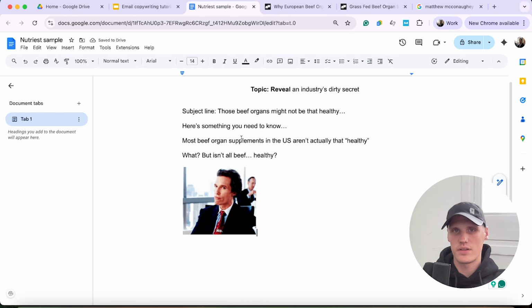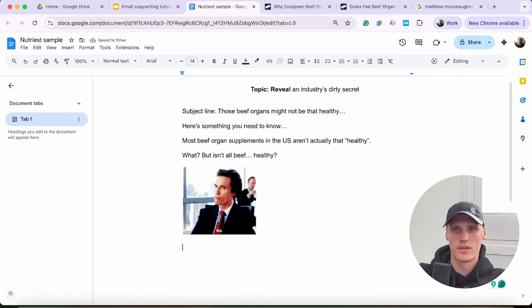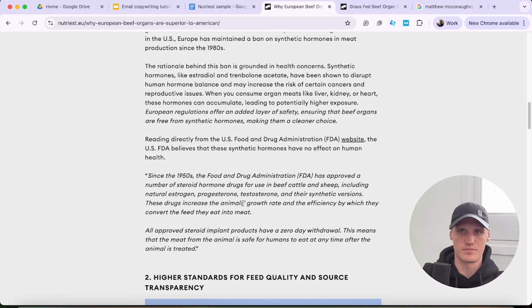So here's what we have currently. Here's something you need to know. Most beef organ supplements in the US aren't actually that healthy, which is the hook. And then we say empathy: so what, but isn't all beef healthy? And then you say no with the meme or a GIF or anything like that. And then here is when you start delivering the proof. So, you see, here's the thing. Here's when I'm going to start delivering the proof.